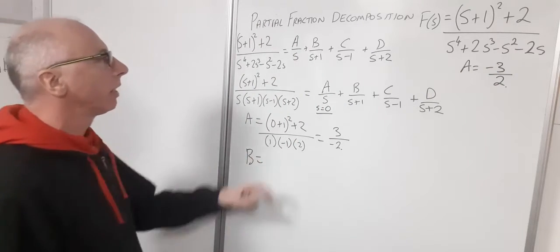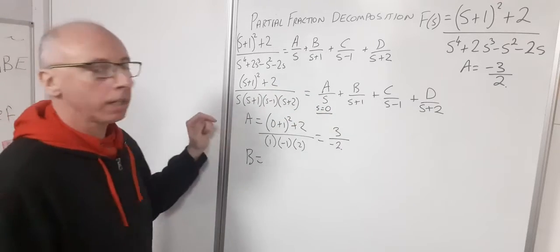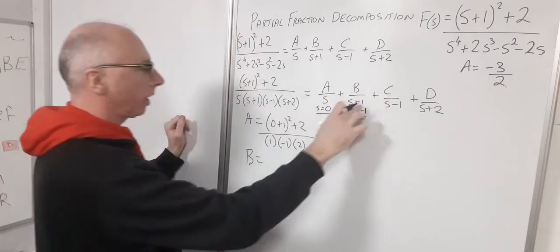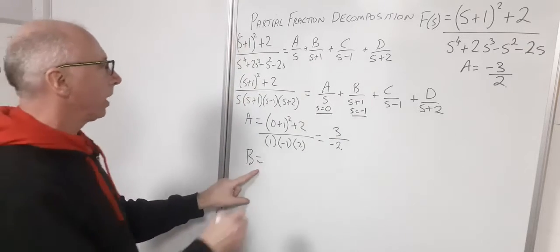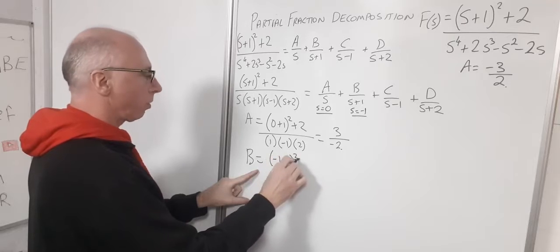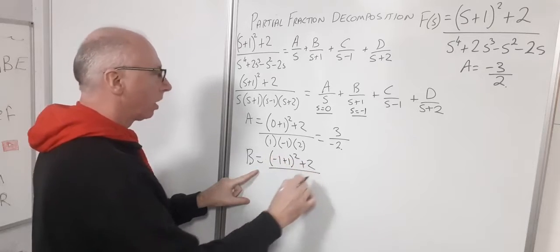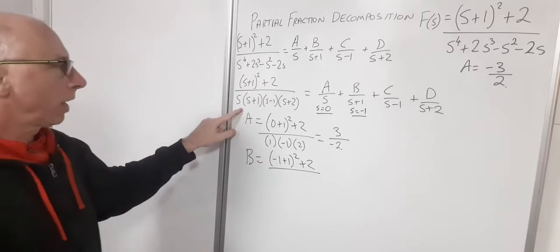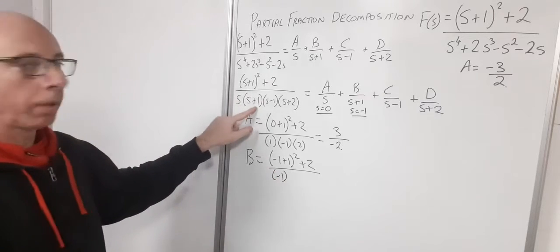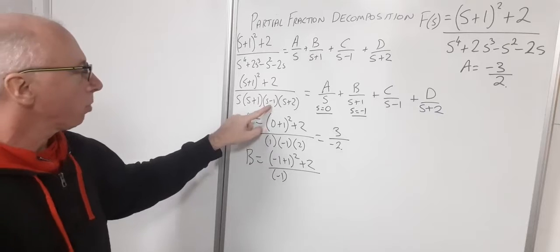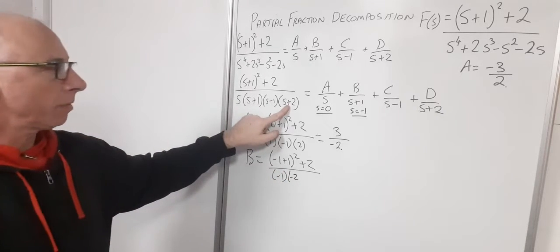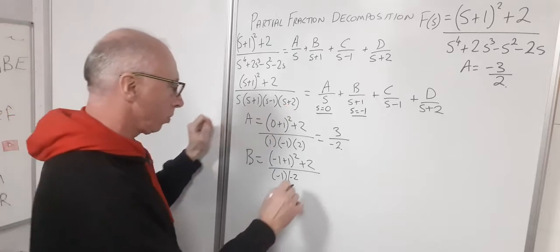So for B, we want our S to be minus 1. That will make this one disappear. So now B will equal minus 1 plus 1 squared plus 2. And then we'll have minus 1 for here. That one will disappear. At minus 1, this one will be minus 2. And at minus 1, this one will be plus 1.